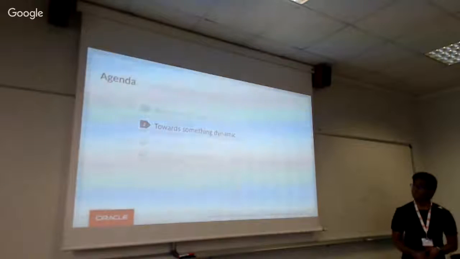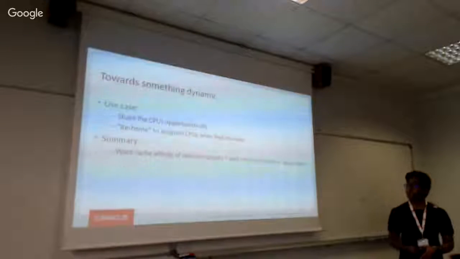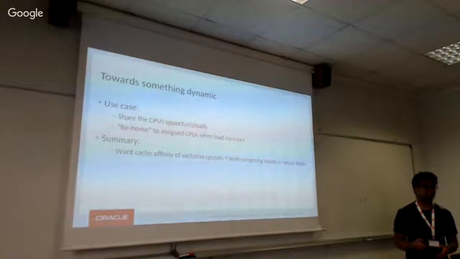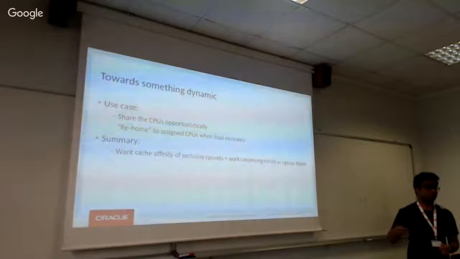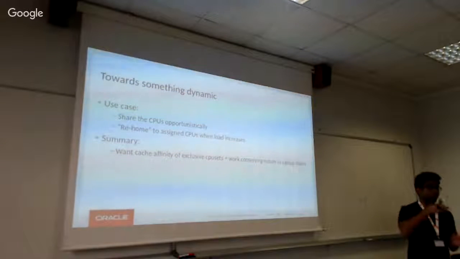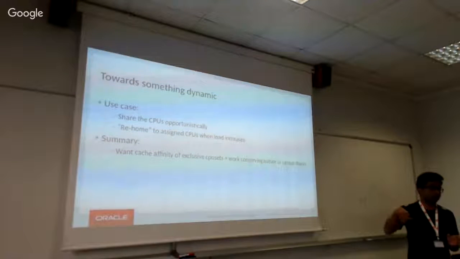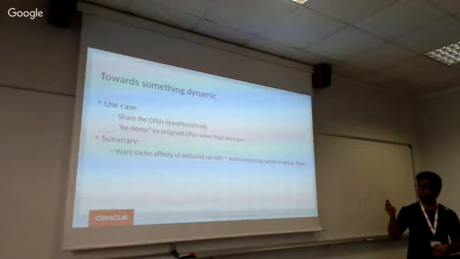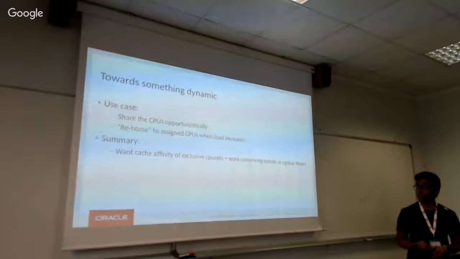So towards something dynamic, basically, that's what you want. You want to share the CPUs opportunistically and rehome to the assigned CPUs when the load increases. So let's say the other sets started using their set to the maximum. You want your thread, which is right now outside your set, to come back to your set. That's what I'm calling rehome. So in summary, we want the cache affinity of exclusive CPU sets and the work conserving nature of CPU shares. That's what we want.